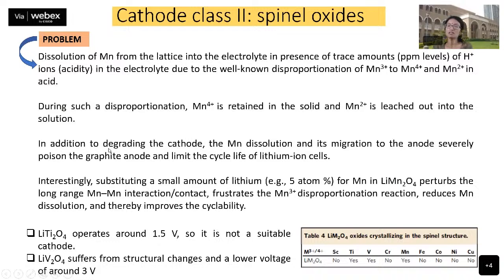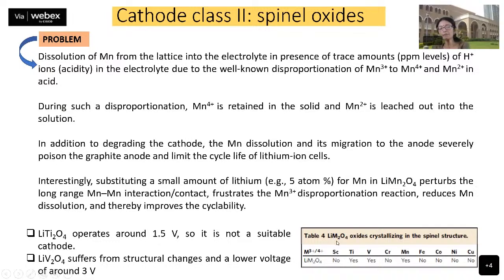So what is the step to circumvent this? It has been found that if you substitute a small amount of lithium for manganese in LiMn2O4, it perturbs the long-range Mn-Mn interaction or contact, and it frustrates the Mn3+ disproportionation reaction, and so the stability of this material increases.